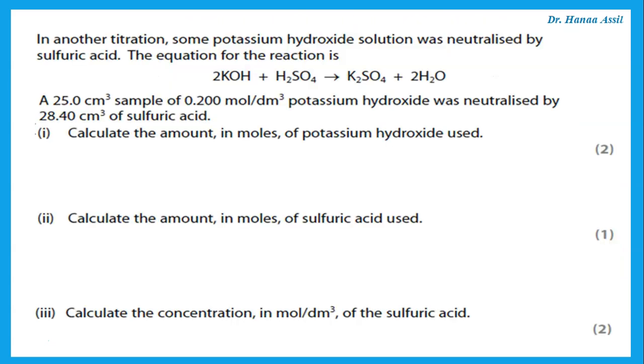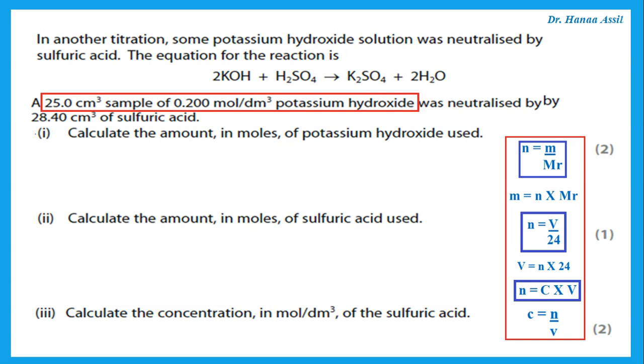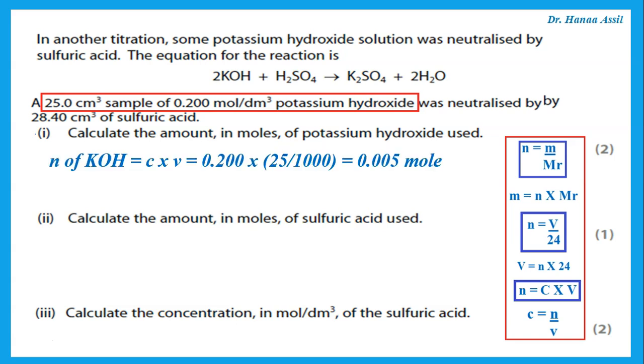Another question. Here we're given 25 centimeter cubed of potassium hydroxide, which was neutralized by a certain amount of sulfuric acid. And the first thing we're told to get is the number of moles of potassium hydroxide. Well, which equation do we use again? We're given here a solution, volume, concentration. So we're using that third equation. Number of moles is concentration times volume. Again, the volume is given in centimeter cubed. I have to divide by 1,000 before I can use it in the equation. So this is the number of moles of KOH.